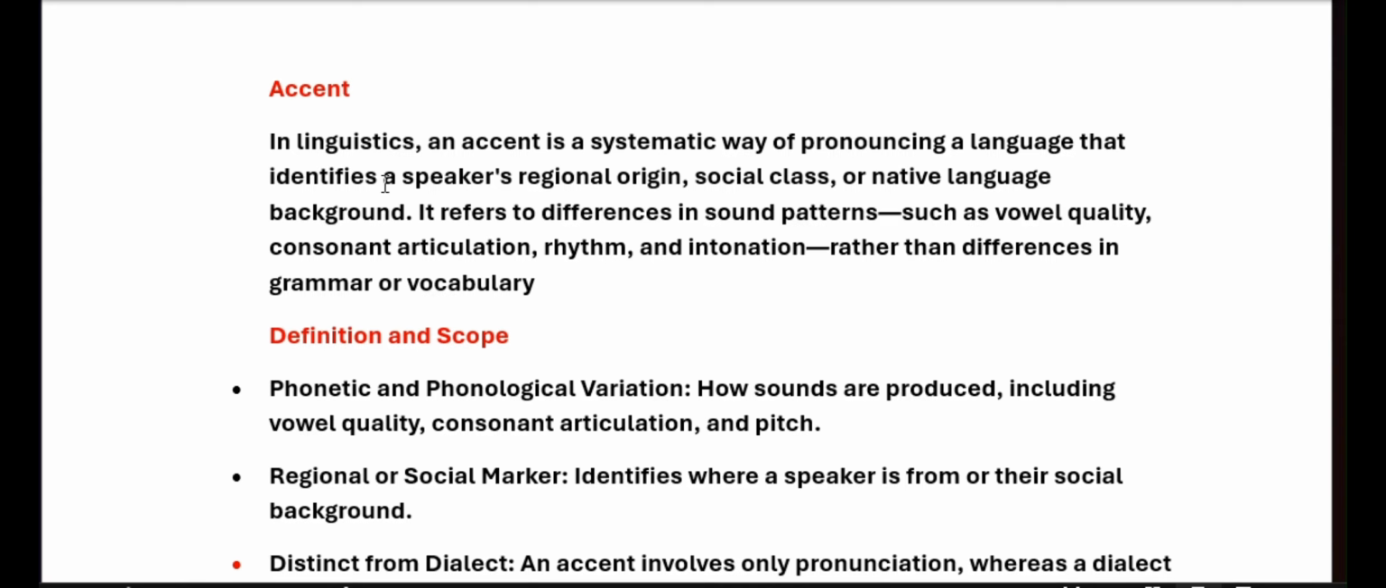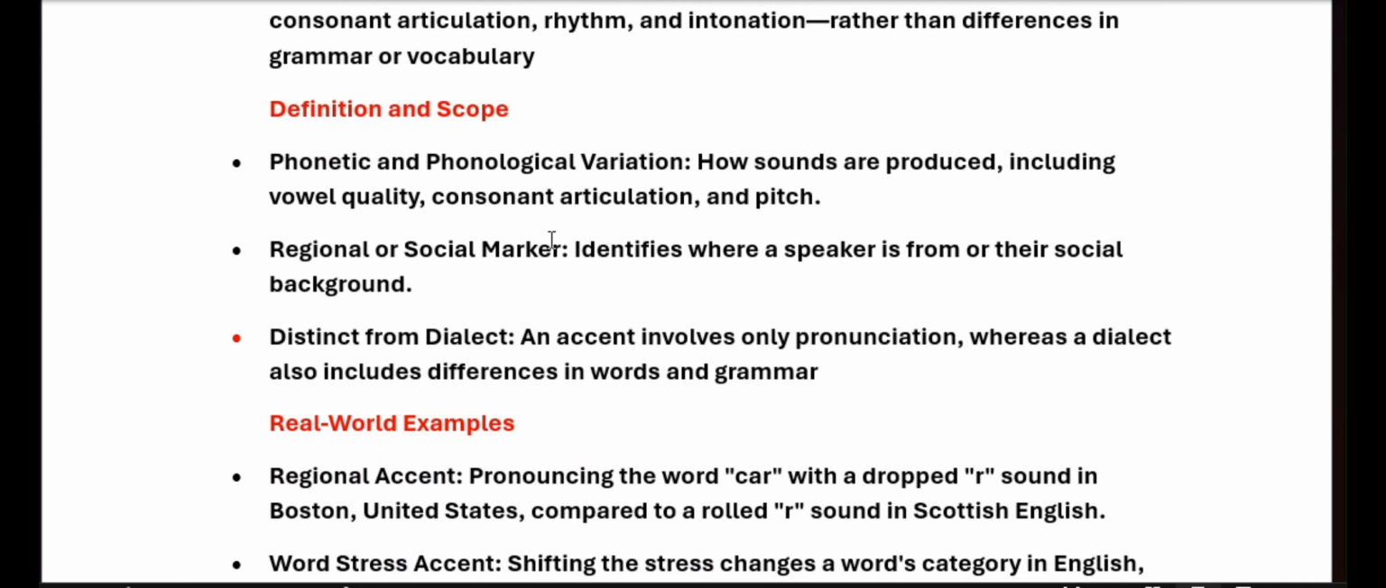Now let's see what is accent. In linguistics, accent is a systematic way of pronouncing a language that identifies a speaker's regional origin, social class, or native language background. It refers to the differences in sound patterns such as vocal quality, consonant articulation, rhythm, and intonation, rather than differences in grammar or vocab. Now, accent is basically a sub part of dialect. In dialect, we see the vocab, grammar, pronunciation, all these features. But in accent, we just see the pronunciation, the difference in pronunciation based on the region, social class, or native language background.